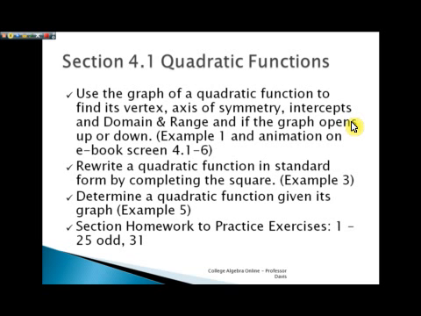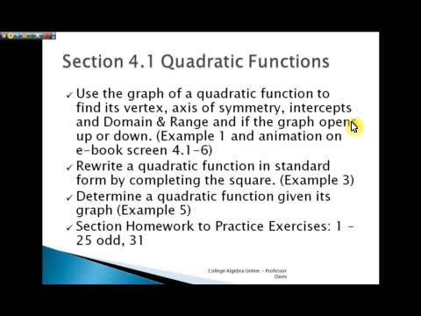Also in this section, we want to be able to rewrite a quadratic function in standard form by completing the square, and by the standard form, we mean the form f of x equals a times the quantity x minus h quantity squared plus k. Now, I'll also have a mathcast available that will show you how you can use your graphing calculator to do the same thing, to write a quadratic function in standard form without completing the square. So you can always check your work that way.